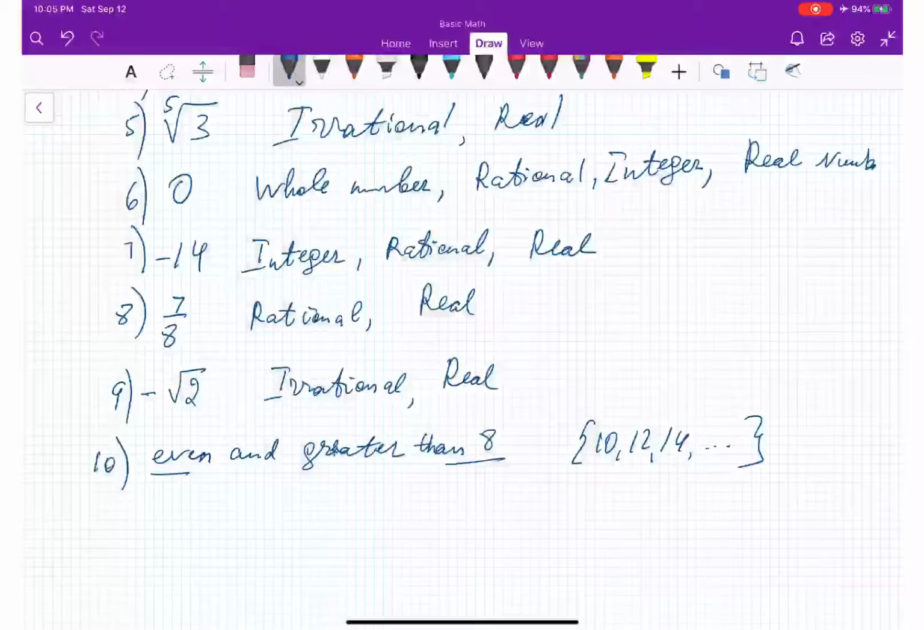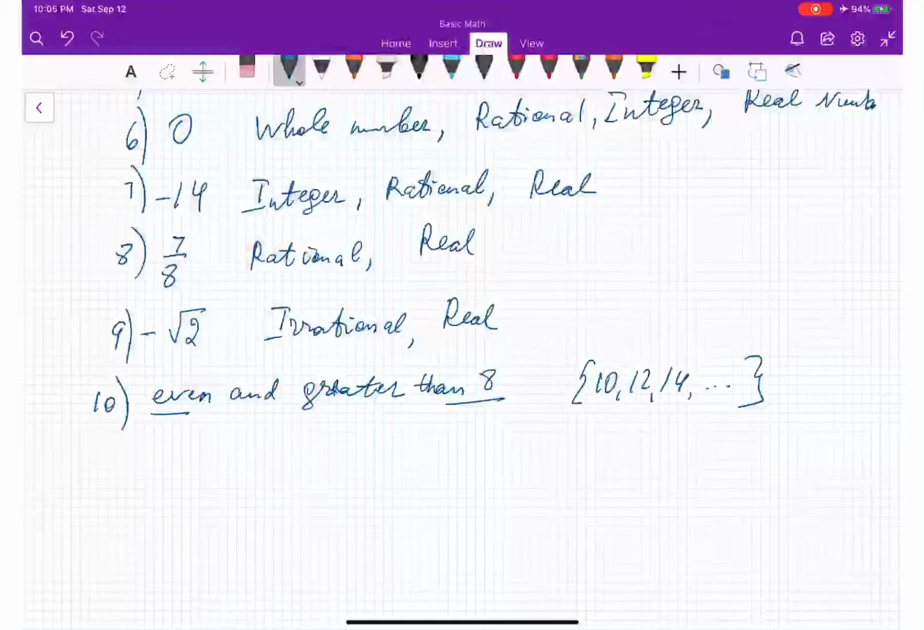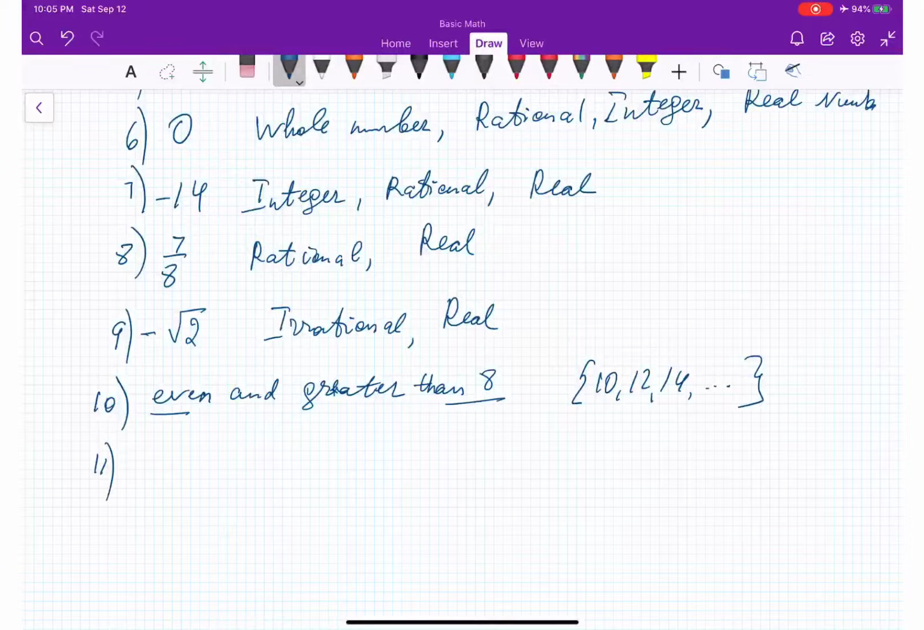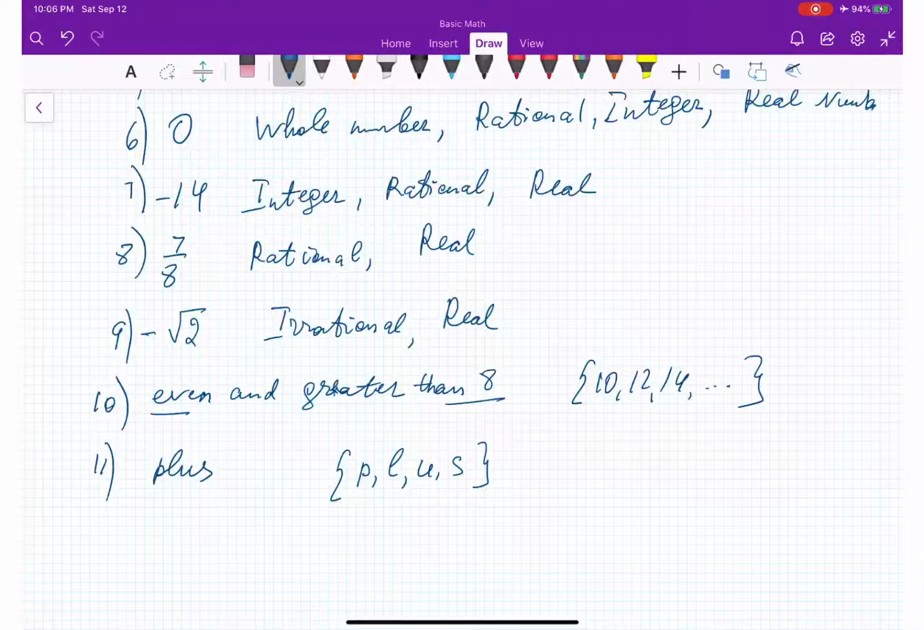Okay, next one. In the roster notation, we want to write down the word plus. So the word plus, we want to write down in the roster notation the same way, which is going to be P, comma, L, comma, U, comma, S, comma, spelled through with commas. Okay?